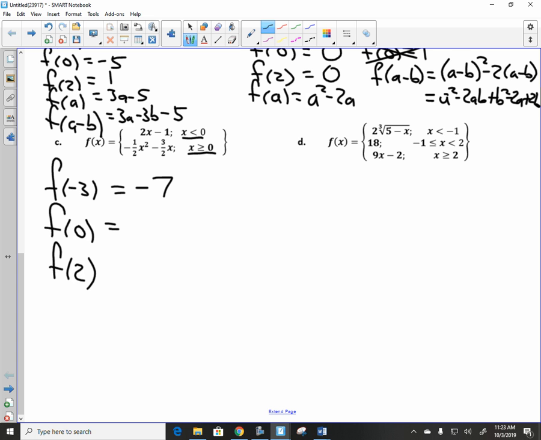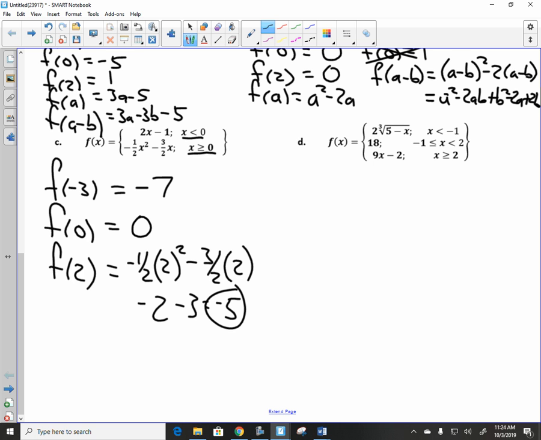Where do we plug in 0? The bottom one, and you get 0. And we plug in 2, we get negative 1/2 times 2 squared minus 3/2 times 2. 2 squared is 4. Negative 1/2 times 4 is negative 2. Minus 3 is negative 5. So it looks super complicated right away. It's really not that bad. I want you to try f of negative 3, f of 0, and f of 2 for this one on your own. Go.